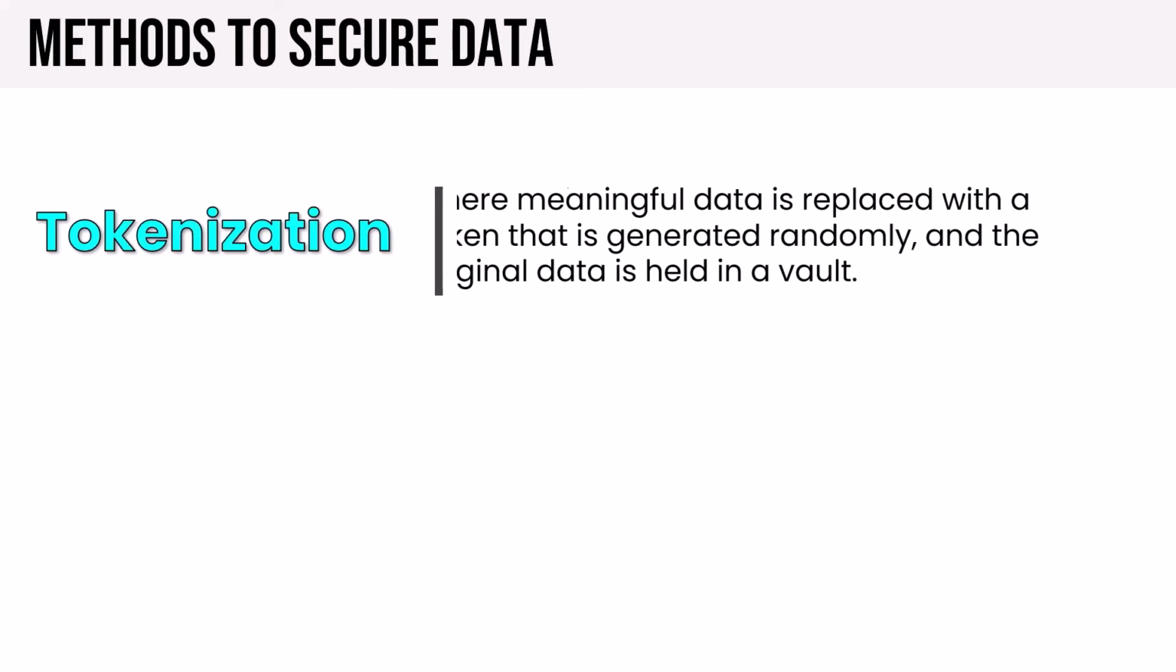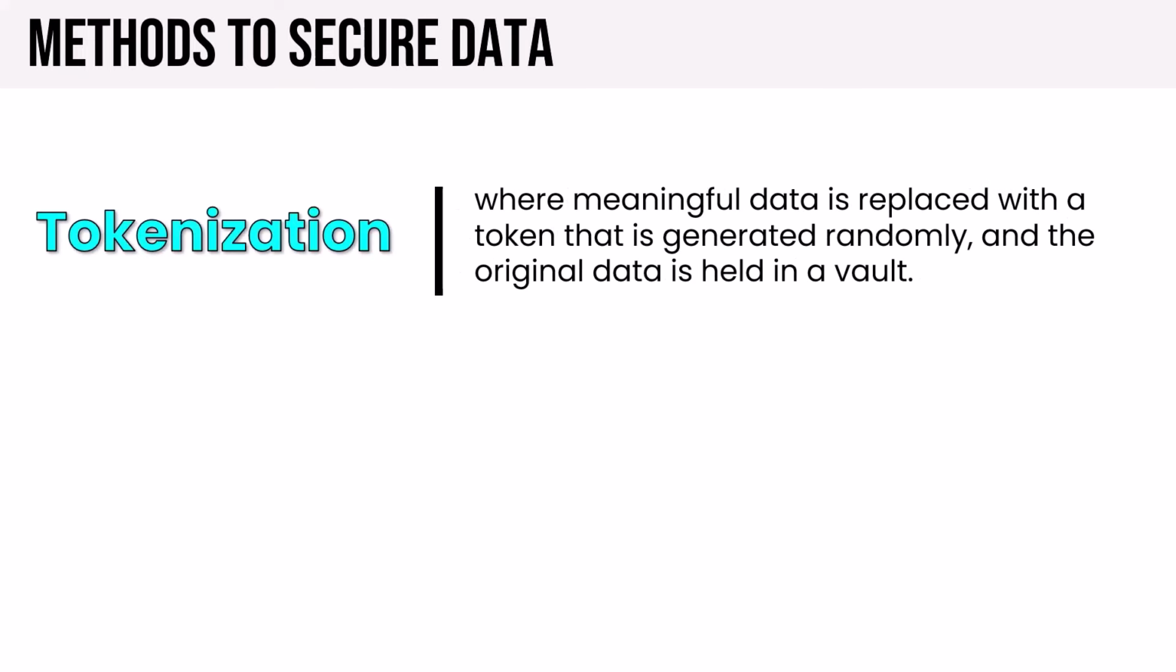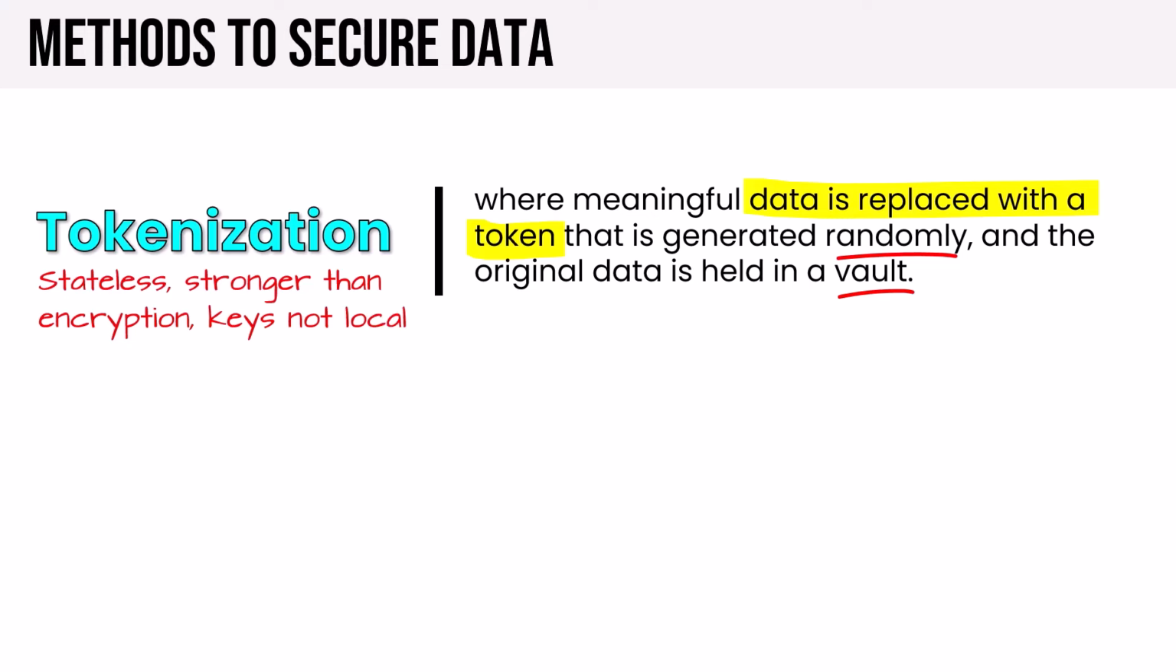Next, we have tokenization. This is where meaningful data is replaced with a token that's generated randomly, and the original data is held in a vault. So for example, a user's identity might be replaced by a token, and the user's identity is stored in that vault, and that's the translation. This is considered stronger than encryption, and the keys are not local.